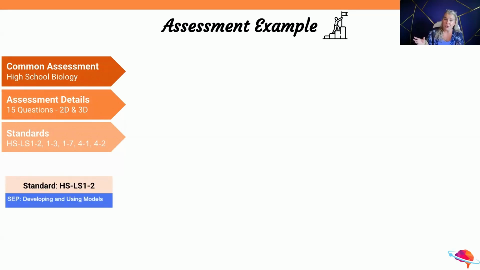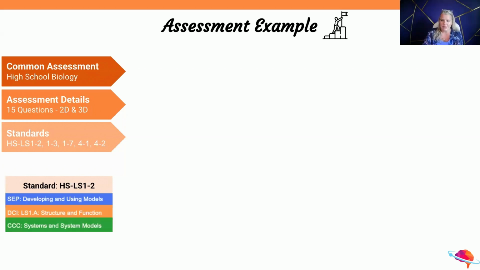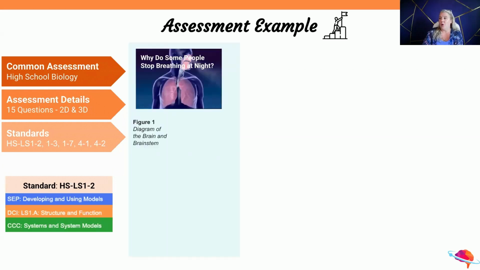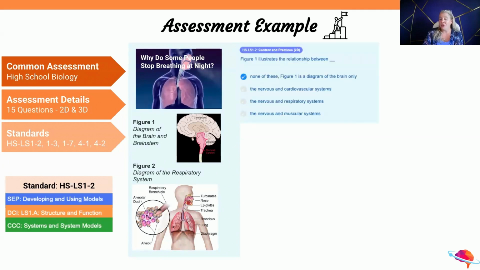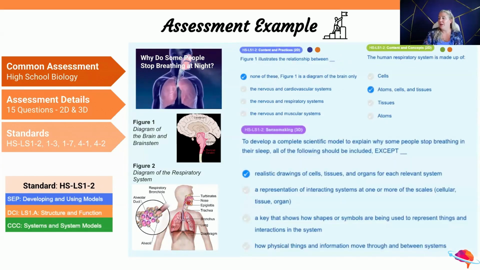The questions I'm about to show you are assessing the standard HS-LS1-2. The SEP for this is developing and using models. The DCI is structure and function. And the CCC is systems and system models. The phenomenon chosen for this assessment was, why do some people stop breathing at night? Students were given different diagrams of the brain, the brainstem, and the respiratory system. One of the questions they pulled was a 2D question focusing on the SEP and the DCI. Another one focused on the CCC and the DCI. And the other one was a 3-dimensional question focusing on all 3 dimensions.